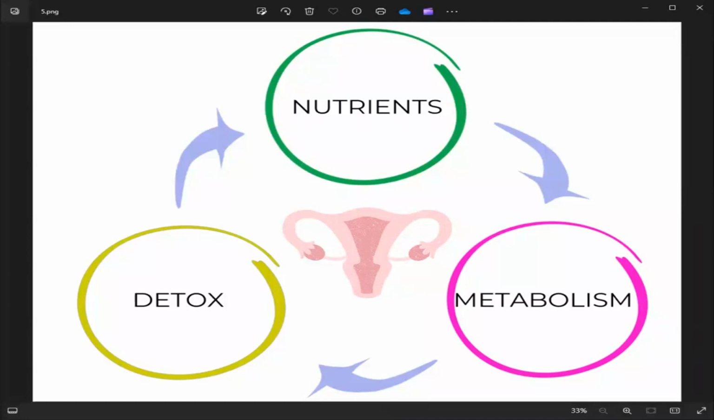That means something is not getting eliminated. So when you have, for example, on a lab panel, high estrogen, we know that high estrogen is due to a nutrient deficiency, a metabolic dysfunction, and/or a toxicity. And the mistake the doctors are making is they're trying to give you hormones to fix the problem. So here is where the breakdown occurs.